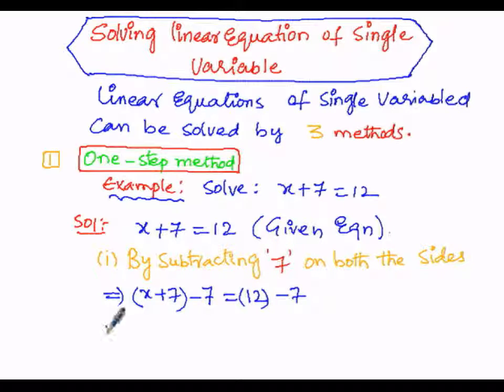By removing the brackets, we get x plus 7 as it is, because before the bracket there is a positive sign, so it remains the same. Minus 7 is copied as it is, equals 12 minus 7. Plus of minus is minus, so 7 minus 7 is 0, or in other words we can cancel plus 7 and minus 7. That implies x alone is left on the left hand side, equals 12 is positive and 7 is negative. So here we have to simplify.